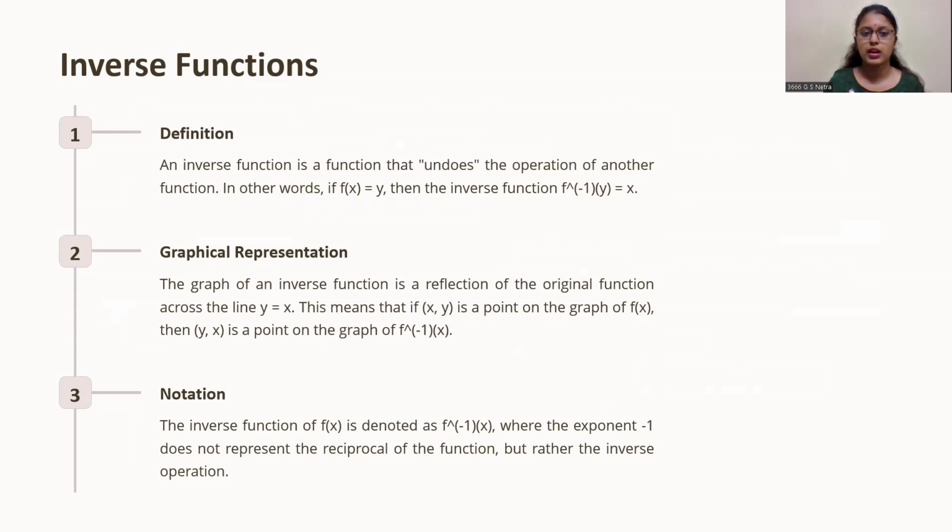Graphical representation. The graph of an inverse function is a reflection of the original function across the line y equals x. This means that if x comma y is a point on the graph of f of x, then y comma x is a point on the graph of f to the power minus 1 of x.